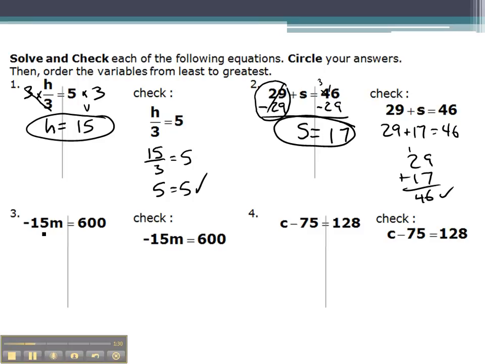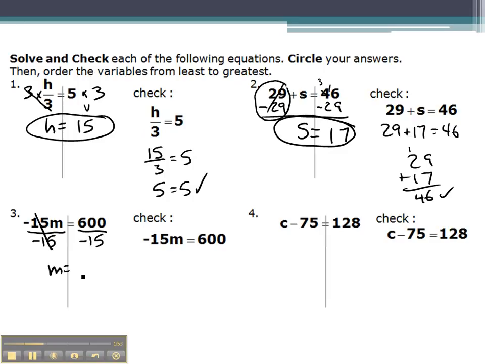Okay, problem 3, negative 15 times m equals 600. We can undo multiplication with the inverse operation, which is division. So I'm going to undo this times negative 15 by dividing by negative 15, and do that on both sides. Negative 15 over negative 15 is 1, so we just have 1m, or m, on the left side.